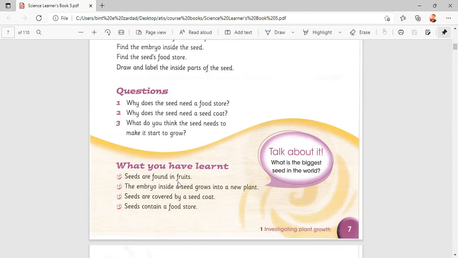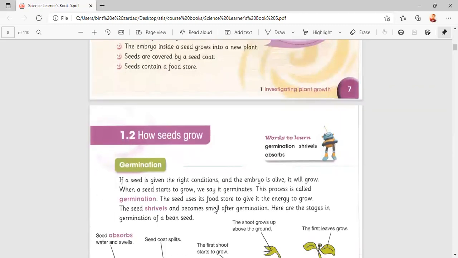Seeds are found in fruit. Obviously, we are finding the seed in the fruit. Seeds are inside the fruit. The embryo, what is an embryo? A tiny plant inside the seed. What's a seed coat? The seed coat protects the seed, or you can say covers it. Seeds are covered by a seed coat. And a seed contains a food store, which provides the food to the tiny plant, to the small plant, to the embryo.